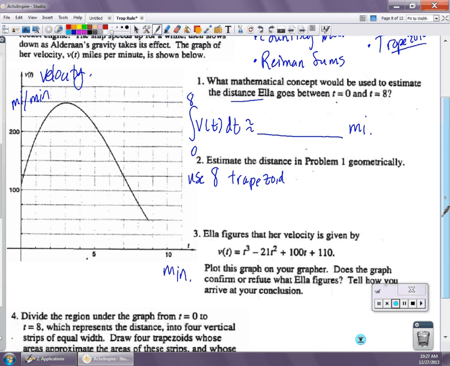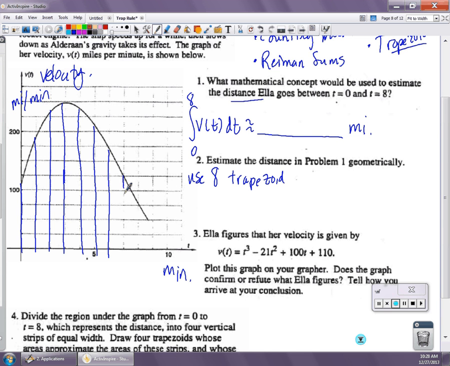Now, when you're drawing the trapezoids, all you're going to do is draw slices. So 0. Notice I'm drawing all the way to the curve. 1, 2, really easy. 3, hopefully I'm hitting these. 4, 5, 6, 7, 8. Okay, let's clean up the bottoms a little bit.